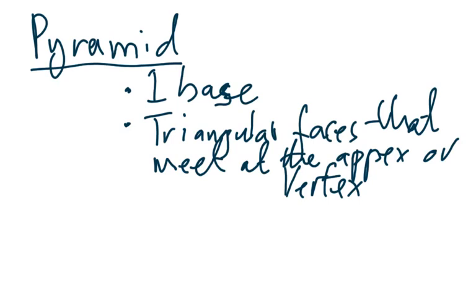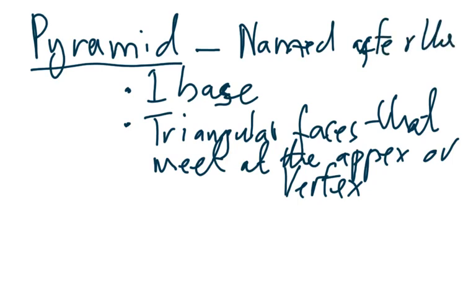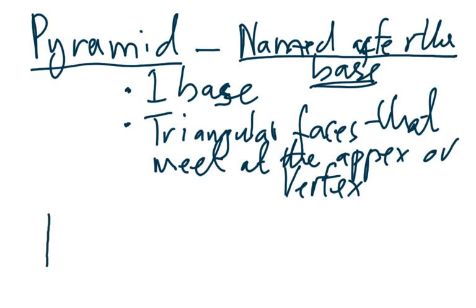One, it would have one base. And again, the names are based on the base, named after the base. So the prism would be named after the base. Now let's start with the first one. The first one would probably be, let me draw it and let's see if you can provide the name.